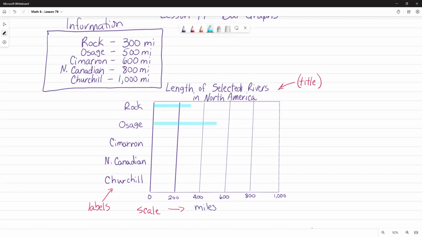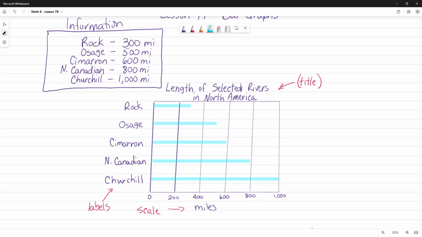The Cimarron is 600 miles, so that's going to go exactly to the line for 600, as close as I can get it. It doesn't quite match, because my auto correct, the thing trying to keep me neat, for some reason doesn't like to extend it. Okay, so the North Canadian goes all the way to 800. Oh, that one decided to stay wide. Okay. And then the Churchill is 1,000, so that one goes all the way over. It's going to drive me crazy that only one of them did that. Let me see if I can get it to behave. All the way to the line. It's probably because I went all the way to the line. There we go.